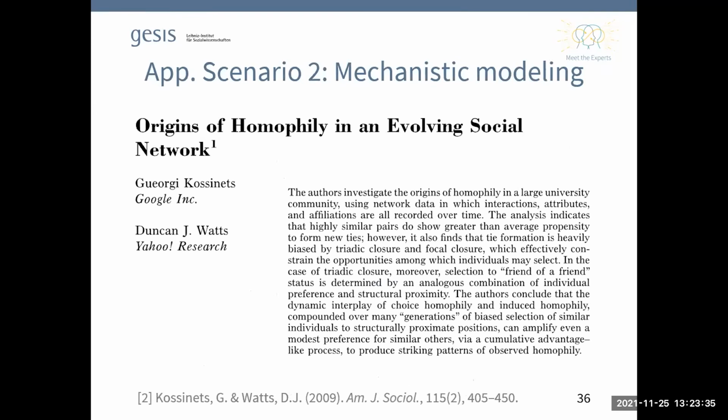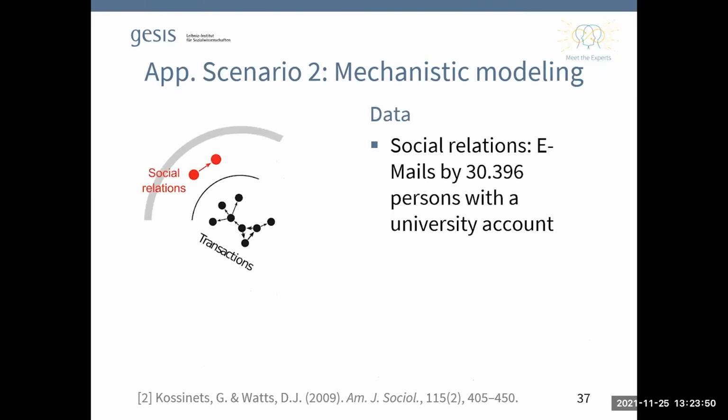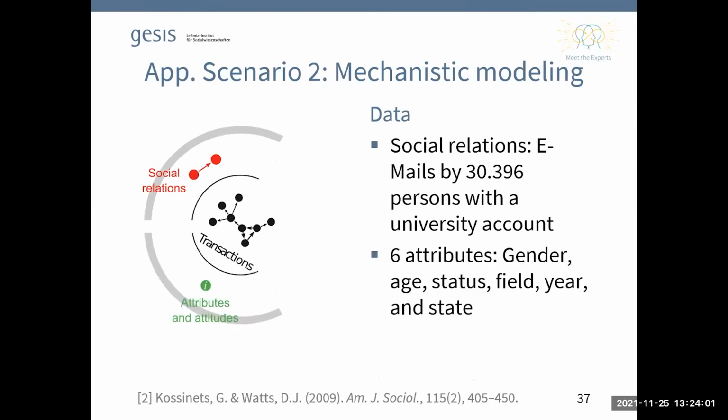So moving to the second application scenario, mechanistic modeling, we basically revisit a fine paper published 12 years ago on homophily in an evolving social network. For the data, they take emails from 30,000 persons with a university account, who sends an email to whom, as social relations. Then they enrich this data with university records, because as we said in the beginning, the attributes are often not part of the transactions, but the transactions can be enriched, in this case by 6 attributes like gender and status, and so on. And finally, this is important, they have this information on who sends an email to whom over a period of 270 days.